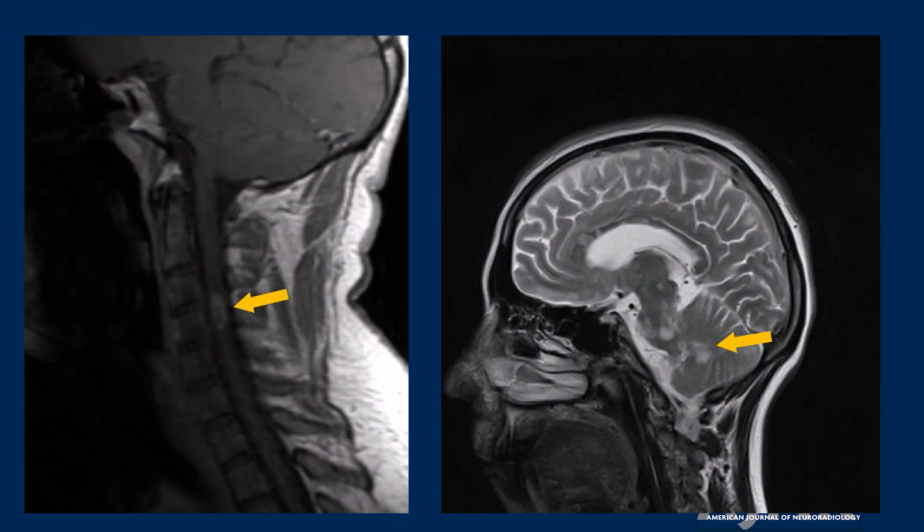Here's an example of a spinal lesion in multiple sclerosis. So we see here an enhancing lesion at the second and third vertebrae. Usually for multiple sclerosis, spinal lesions are short segmented. And right next to it is an infratentorial lesion. We see multiple lesions in the cerebellum, and this is also very typical for multiple sclerosis.